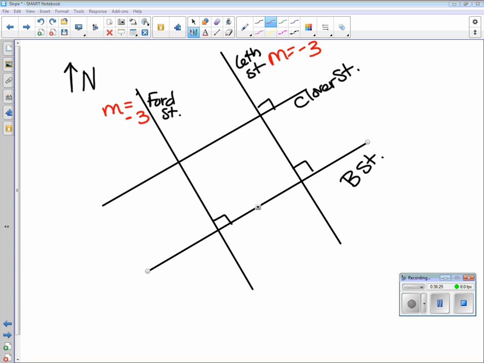All right, and then how about Clover Street? What would the slope of Clover Street be, knowing that 6th and Clover are perpendicular to one another? Positive 1/3, excellent. And if Clover and B Street are parallel, which they are, what's the slope of B Street? 1/3 as well. Okay, so not really a trick question, but can you apply what you know?